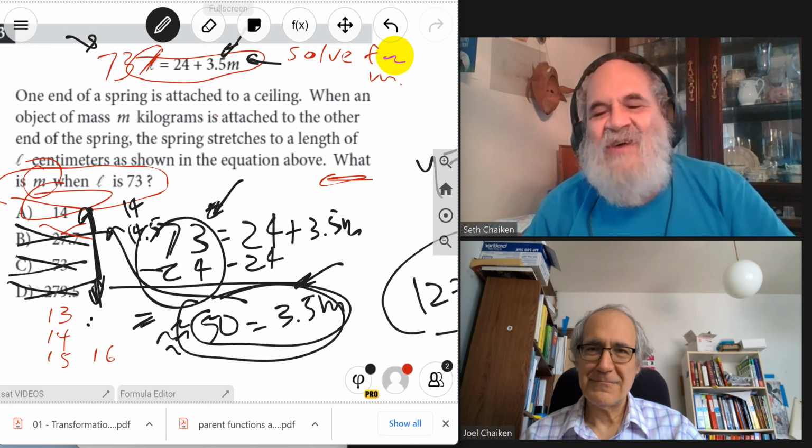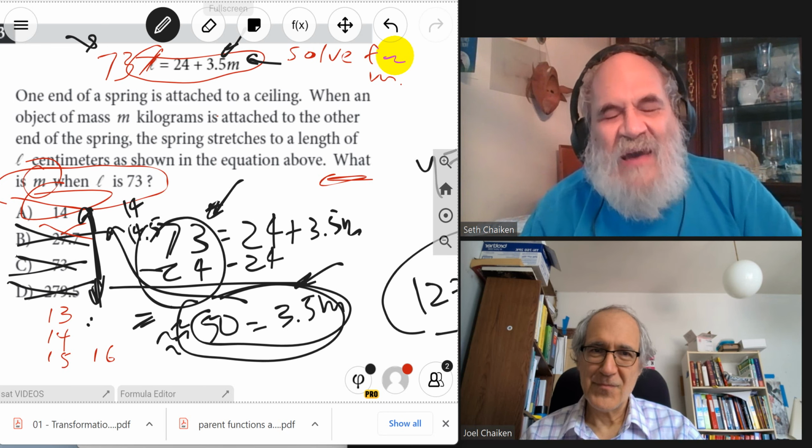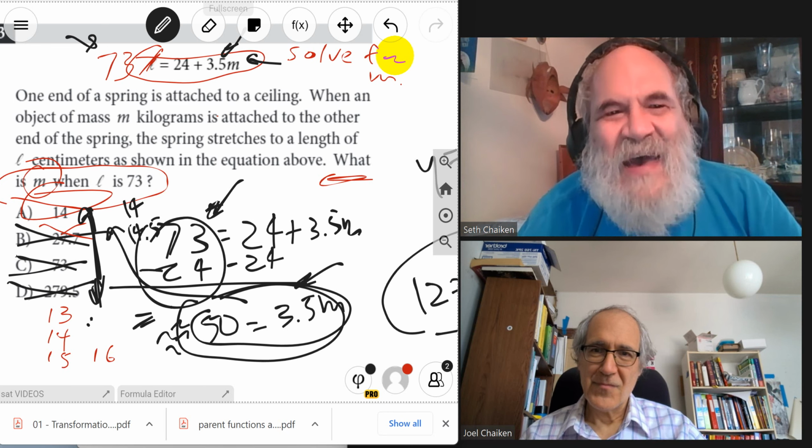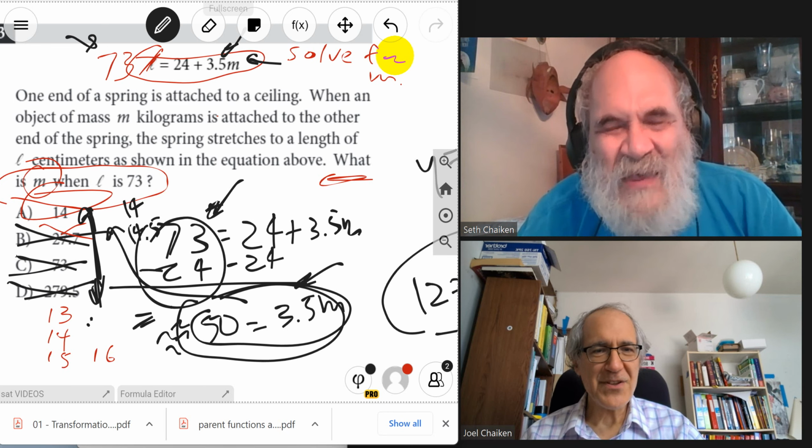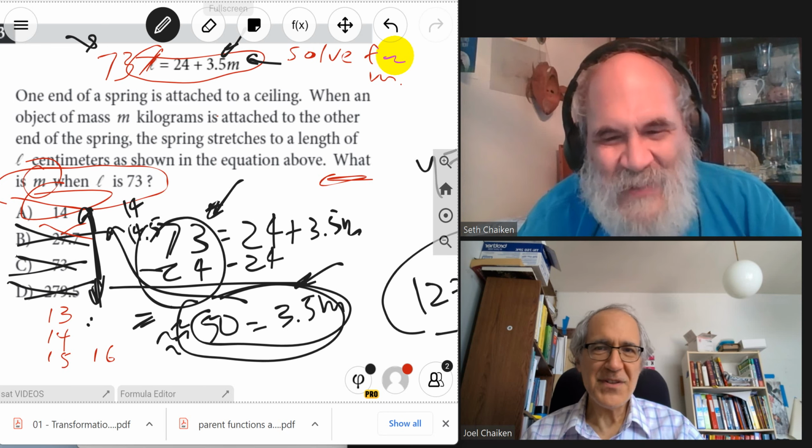The stereotyped x-axis variable is x. But in this problem, the variable is m. Do you think they did that on purpose?